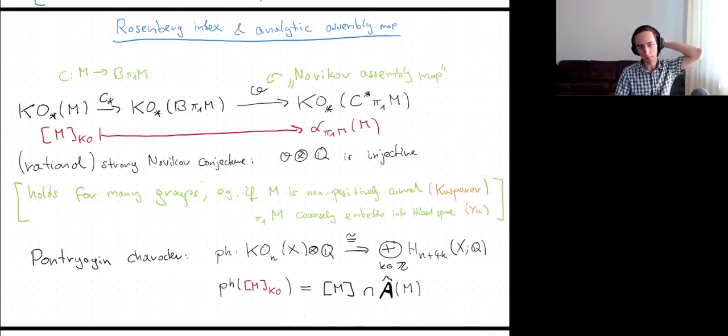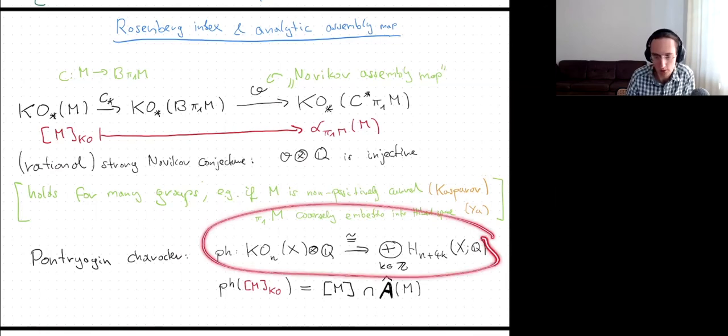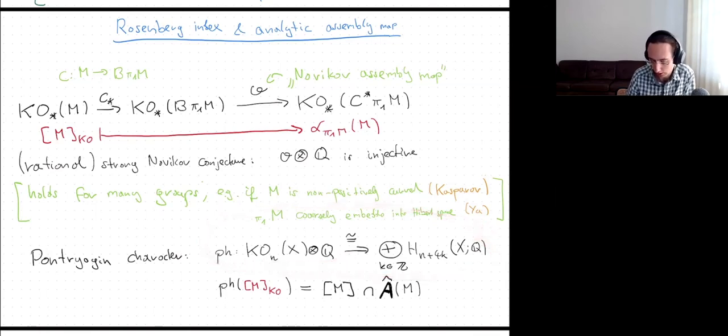But maybe this is a little bit too abstract, and one wants to understand this just in terms of ordinary homology, and this can be done. So there is the Pontryagin character, which is just a real version of the Chern character, which on K-homology looks like this. So it maps K-homology into homology. And in case you plug in the K-homological fundamental class of a manifold, you just get the cap product of the homological fundamental class with the total A-hat class of your manifold.